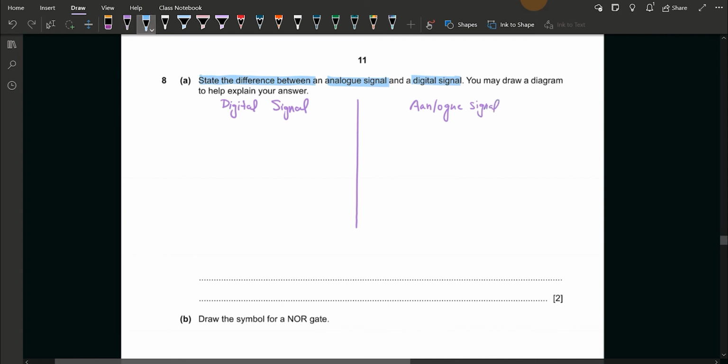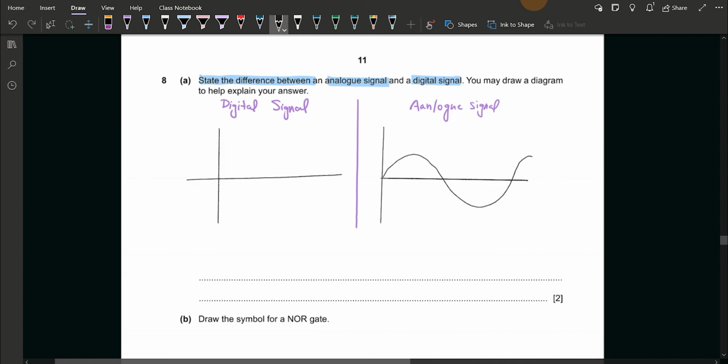And here we have our analog signal, which is going to be the same as a sine curve. And for the digital signal, we can draw a bunch of ones and zeros, which is going to be like this: 1 0 1 0 1 0, and make sure to label this as 1 and 0. So for the explanation, we can write here: digital signals only have 1 and 0.